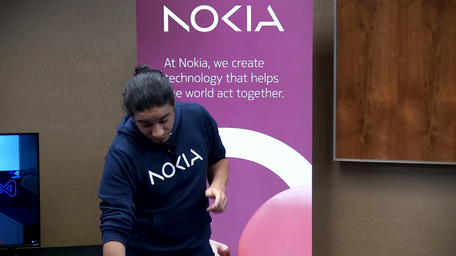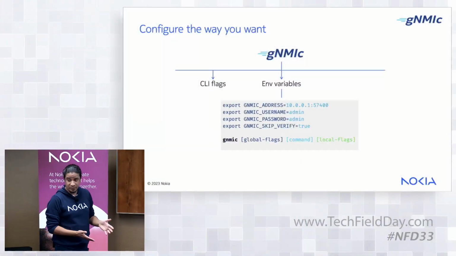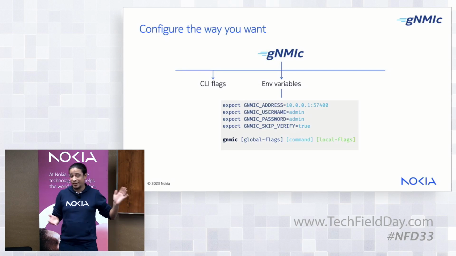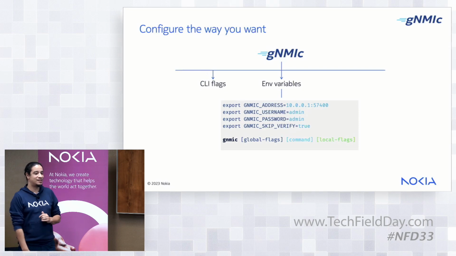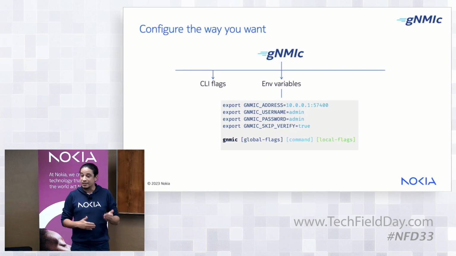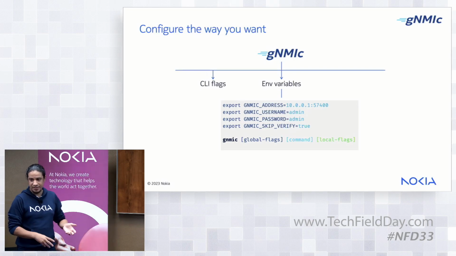Right? So that was the CLI flags. You can also configure gNMIc using environment variables. So you've seen that I wrote the password on the terminal there. Not recommended. So if you want to hide it, you can put it as an environment variable. And you can do that with almost all the global flags and certain local flags. And you just run the same command, gNMIc get.